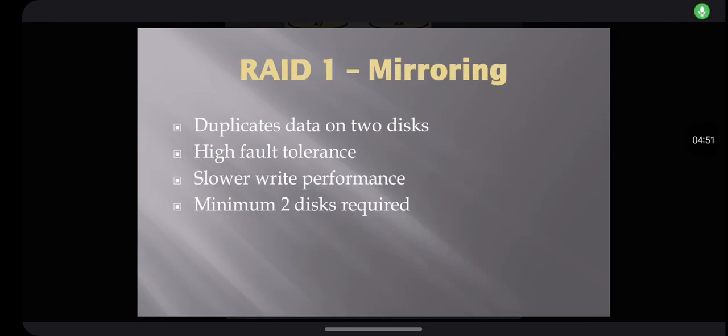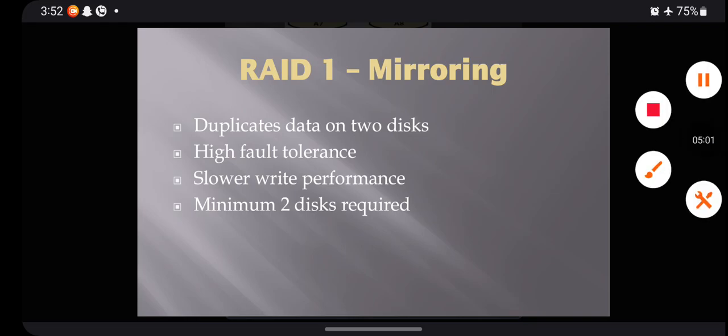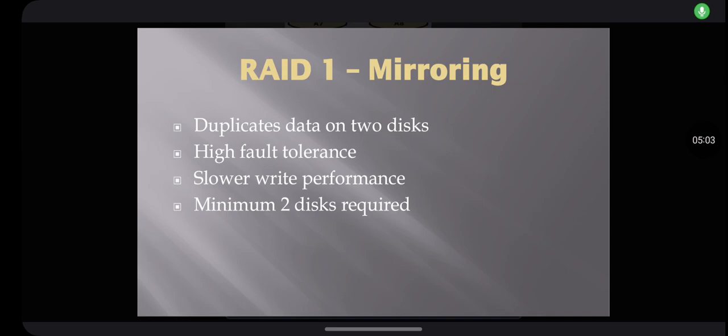And next, RAID 1. It is also called mirroring. It duplicates data on two disks. High fault tolerance, slow write performance, and a minimum of 2 disks is required. It is very safe, but because every write is done twice, it is slower than RAID 0.